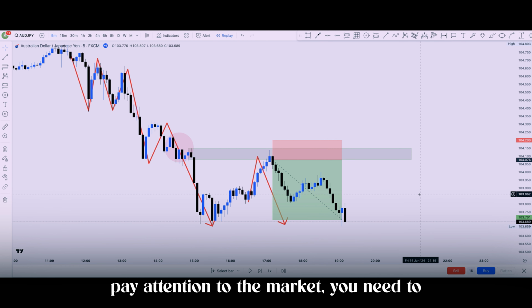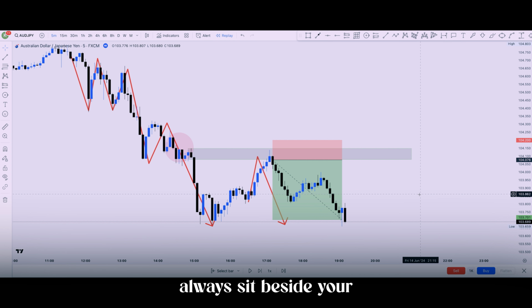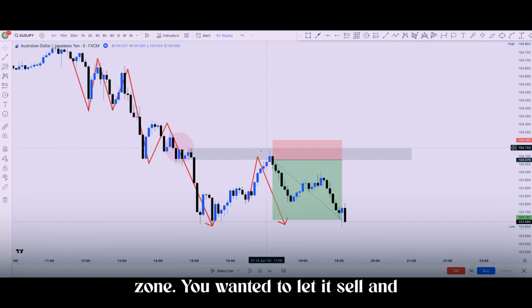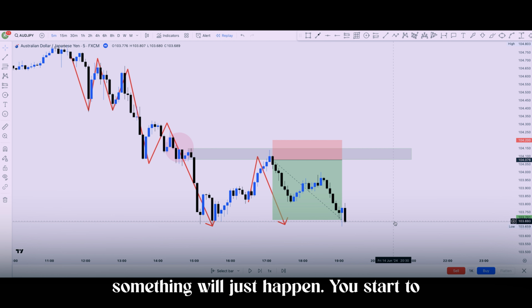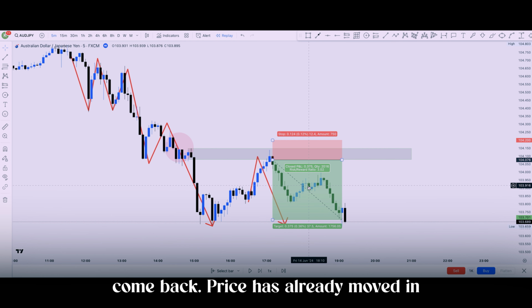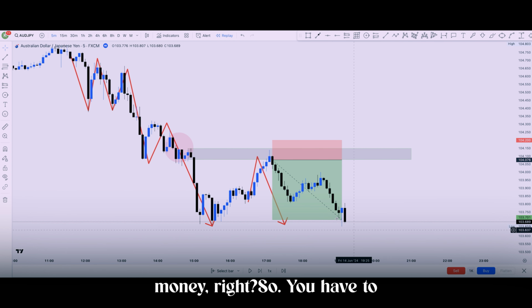You need to always sit beside your chart and see what the market is doing, because you can get to the zone where you wanted to, let's say, sell, and something will just happen. You start to find out what is happening, and before you come back, price has already moved in your favor and you miss money, right?